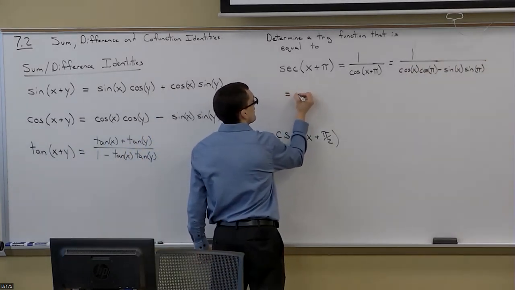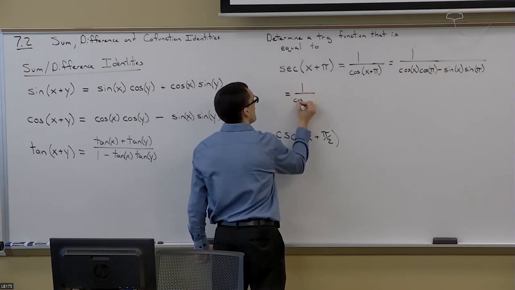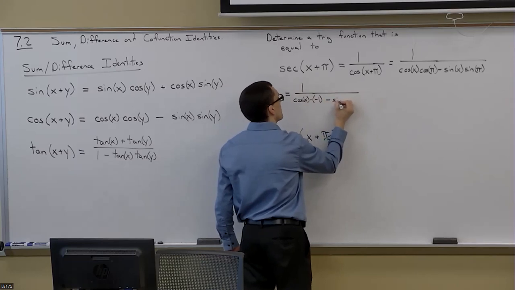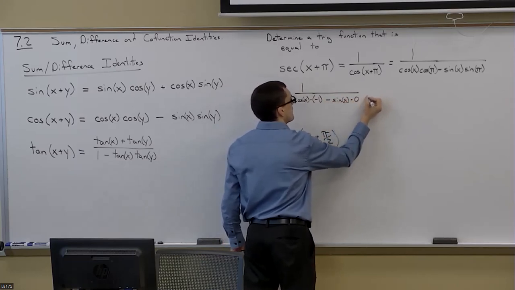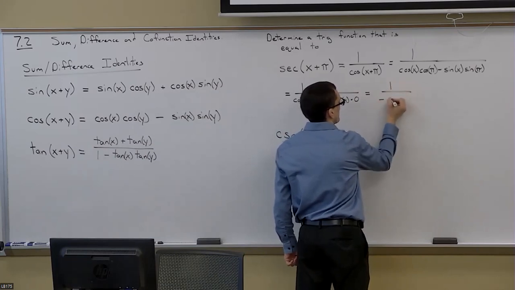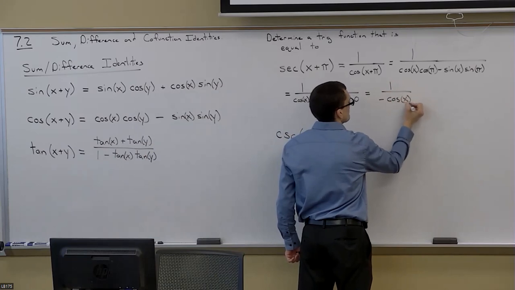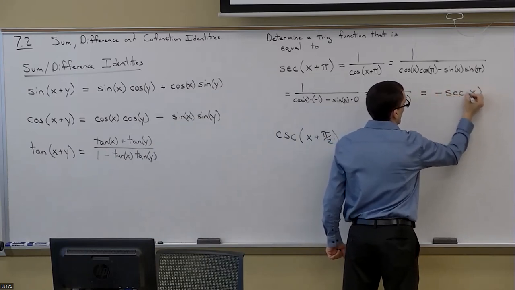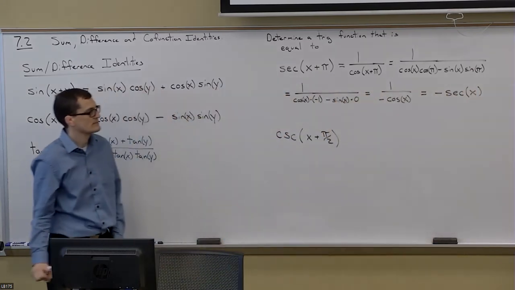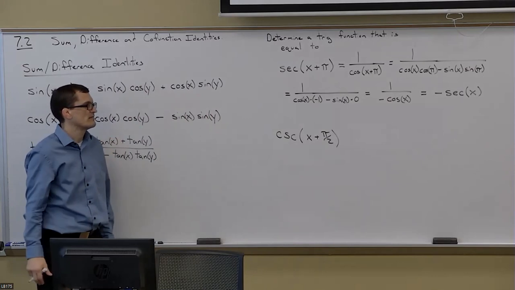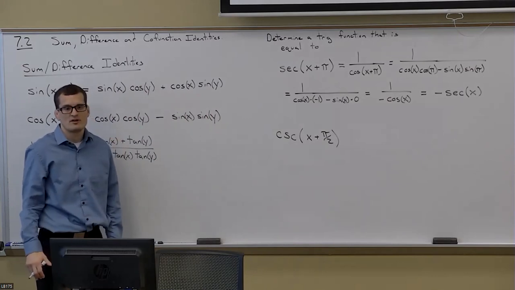Cosine of pi is negative 1. Sine of pi is 0. So you get 1 divided by negative cosine of x, which is just negative secant of x. And again, we always have to stay on the domains that make sense. There are certain places where this would not exist.